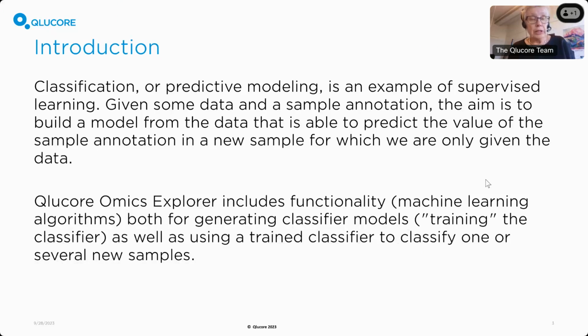So a brief introduction here before I do the demo. Classification or predictive modeling is an example of supervised learning. Given some data and a sample annotation, the aim is to build a model from the data that is able to predict the value, the groups of the sample annotation in a new data set where we only get the data. And Qlucore Omics Explorer includes machine learning algorithms, both for generating classifier models, the training of the classifier, as well as using a trained classifier to classify one or several new samples in a new data set.